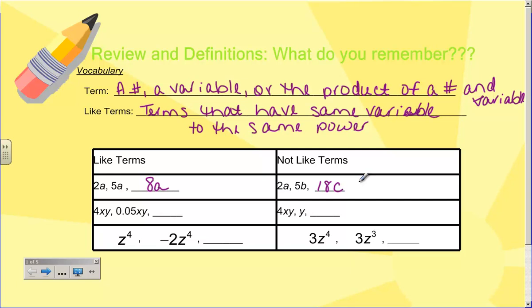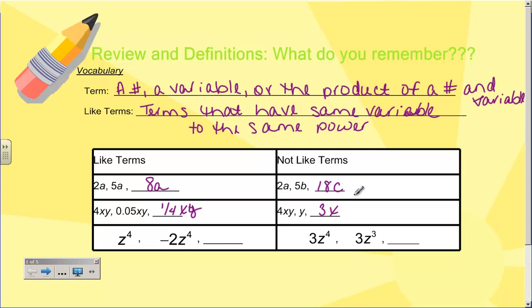And so another example, you can have multiple variables in a term, like xy. So I have 4xy, 0.05xy. I could also have 1/4 xy. Those are all like terms because their variable parts are identical, xy, xy, xy. Things that wouldn't be alike would be like 4xy and then just a y, because while they both have y's, since they don't both have x's, they can't be like terms. So another example would be like 3x. That also wouldn't be a like term with those because it only has the x part and not the y part. It has to have both an x and a y to be considered a like term.